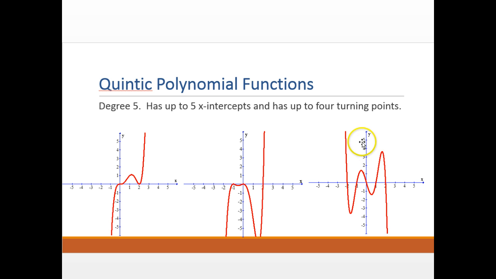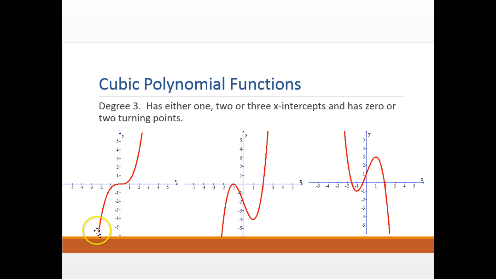If the leading coefficient's negative on an odd function, the left side goes up and the right side goes down. So if we went back to our cubic polynomials, here the leading coefficient's positive because the left side is down and the right side is up. Here the leading coefficient is negative because the left side is up and the right side is down.